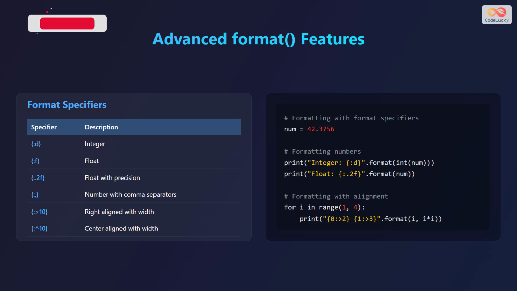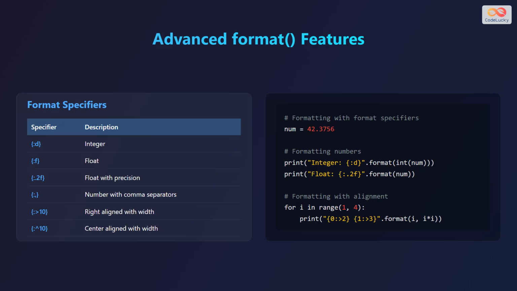Here's how to use these specifiers in practice. The code number = 42.3756 assigns a floating point value to the variable number. The code print("integer: {:d}".format(int(number))) formats number as an integer.